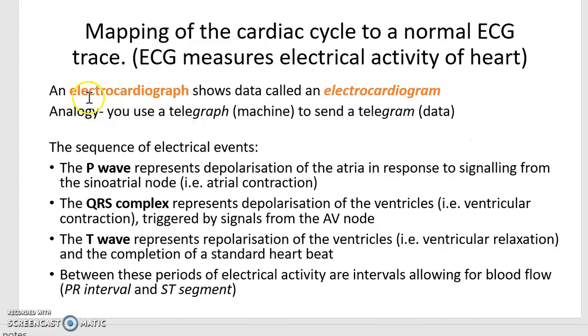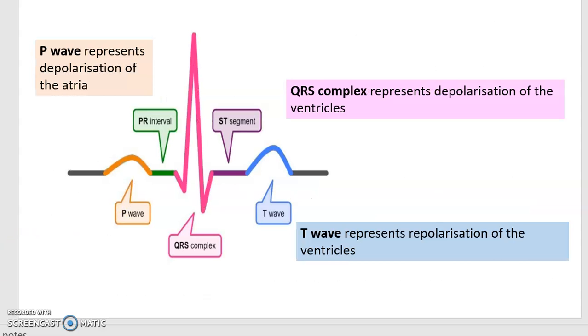So we've got an electrocardiograph which shows data, and the data is called an electrocardiogram. And the analogy here, again taken from BioNinja, a very nice resource. You've got a telegraph machine. I don't know if you've ever heard of a telegraph, it's quite old, but it's going to send a telegram. So the electrocardiogram is the trace that's produced. And what we're going to see is a P wave, a QRS complex, and a T wave. And again, it's quite a favorite of the exam scheme, and we need to appreciate what each one of these is representing.